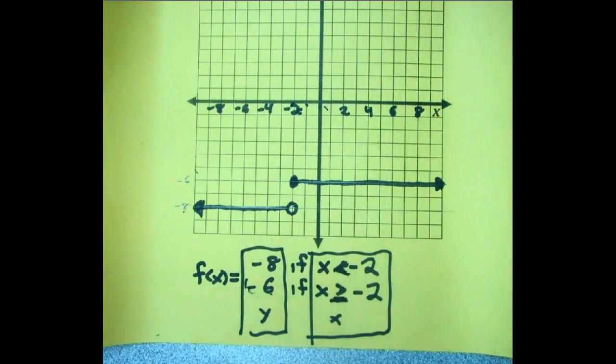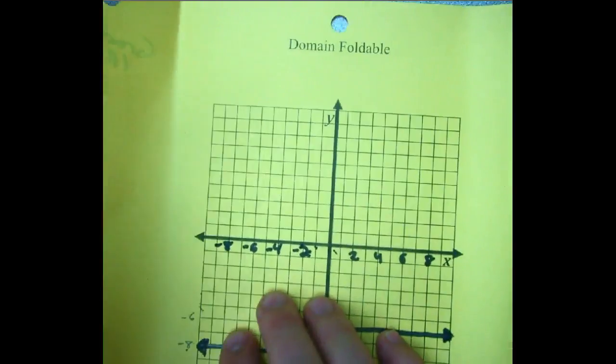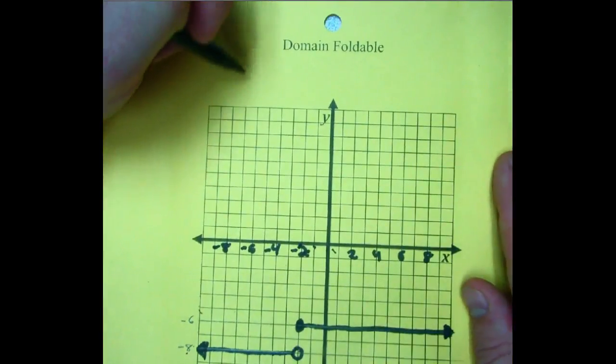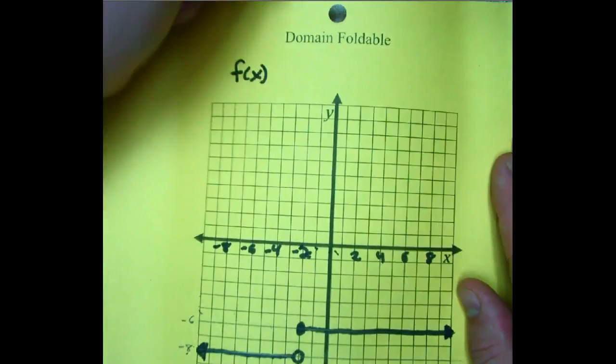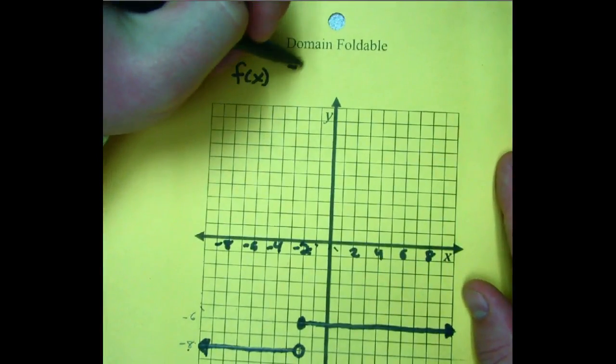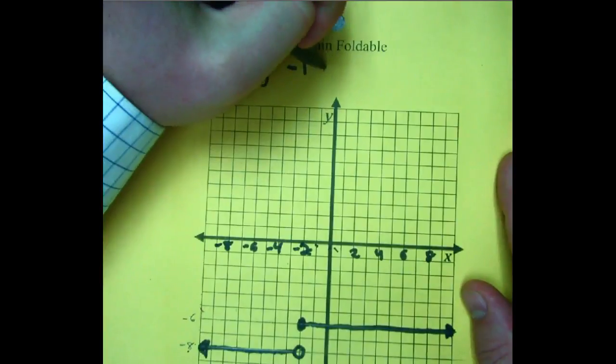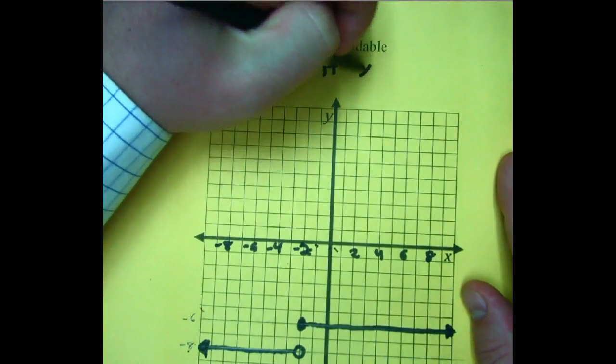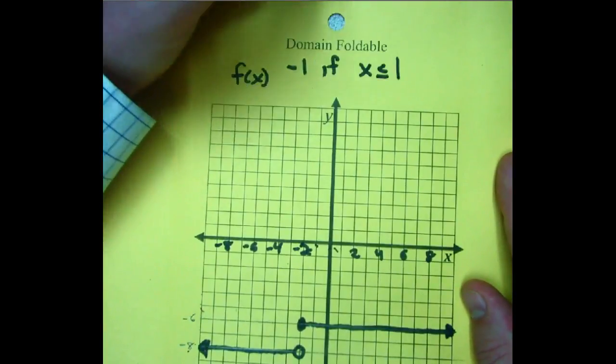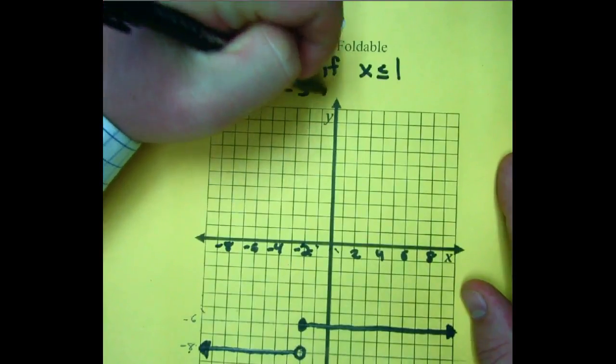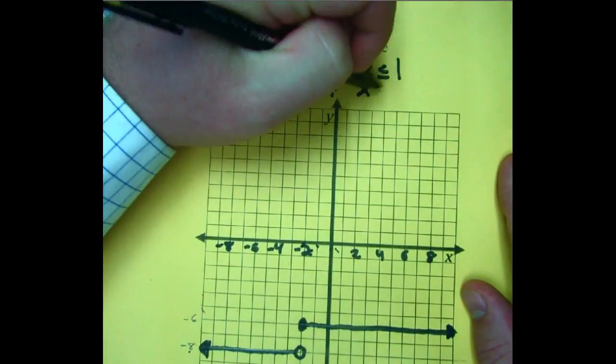So that's one problem complete, and we'll do another one for practice, and then we'll do one that's on the actual homework page. Okay? So let's try another. I'm going to write it at the top this time. This one will be f of x, and let's do -1 if x is less than or equal to 1, and -3 if x is greater than 1.